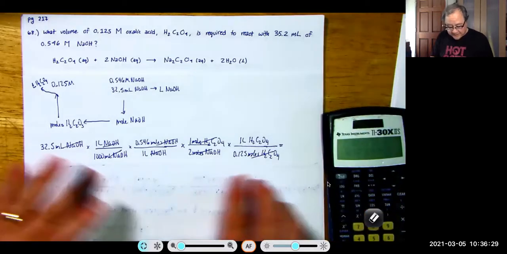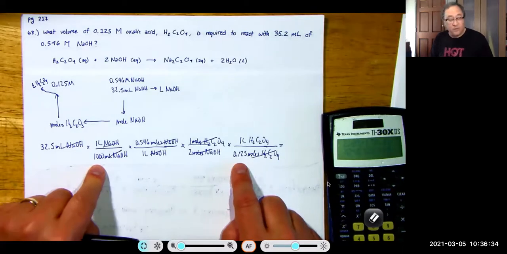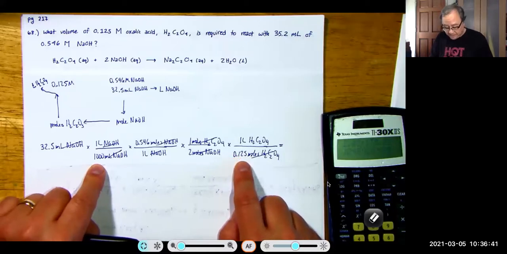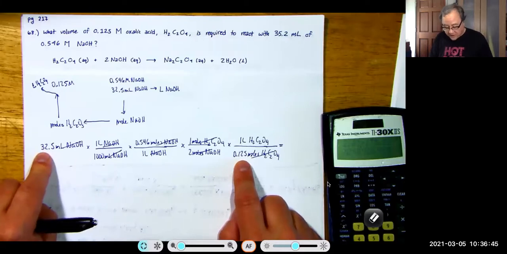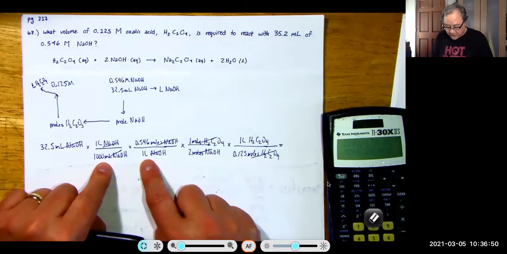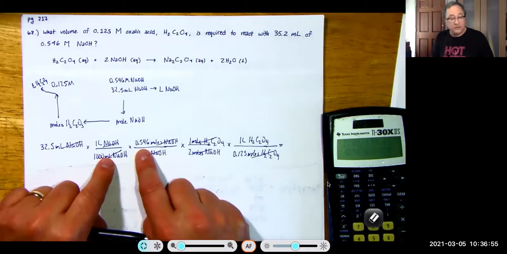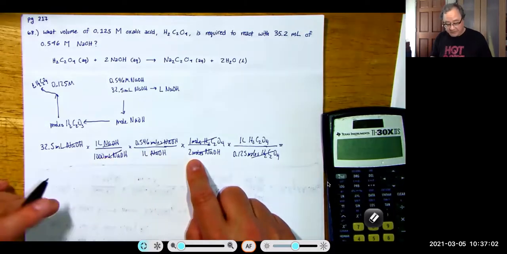So when I estimate this answer, I think of it as, well, 1,000 times 0.125 is going to be, move the decimal over 3 places, so 125. So 32 will go into 125 about 4 times. So 4 will go into 0.546 about 0.11 times. And then half of that makes it about 0.05 liters.